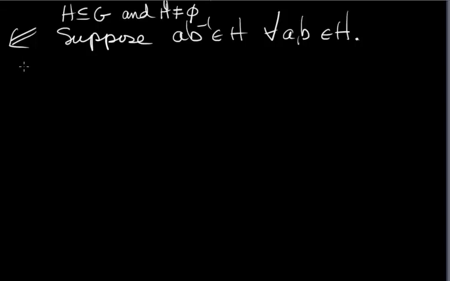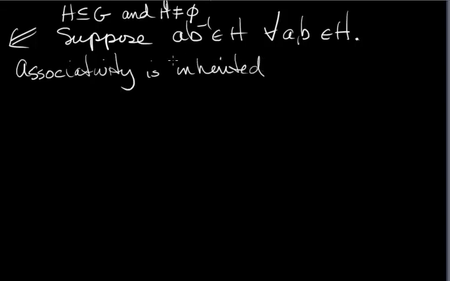Let's go ahead, and the first thing is we need to show H is a group, so let's just mention that associativity is inherited from G. So we've got that done. Now let's see if we have the identity. All we know is that H is not empty and that for any two A, B in H, A B inverse is in H.